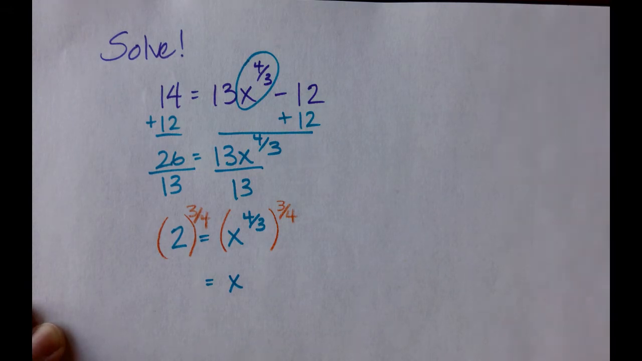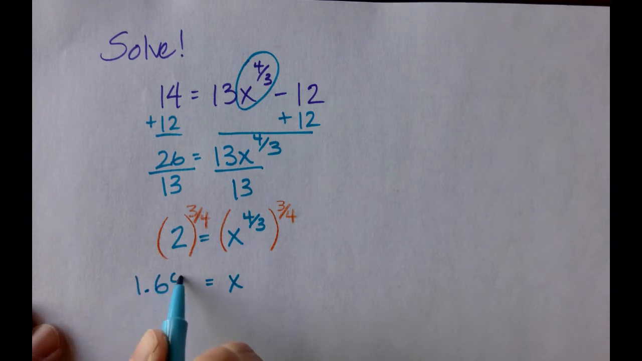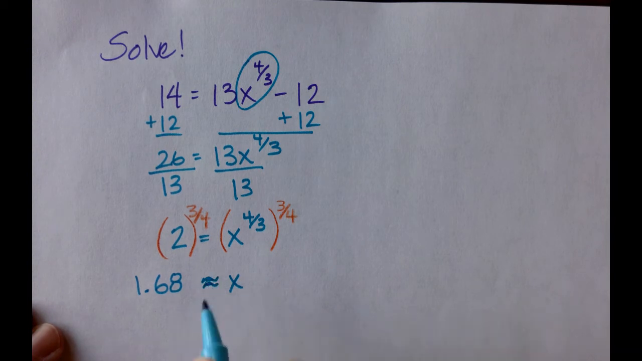And that gives us a value of approximately 1.68. Let me make these approximately symbols instead. That's rounded to the nearest hundredth. I get that from the calculator.